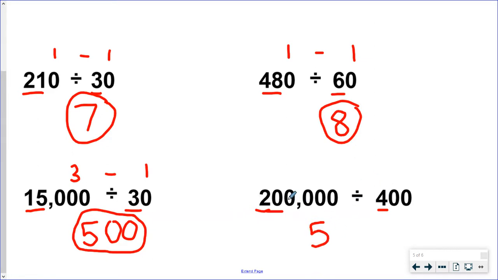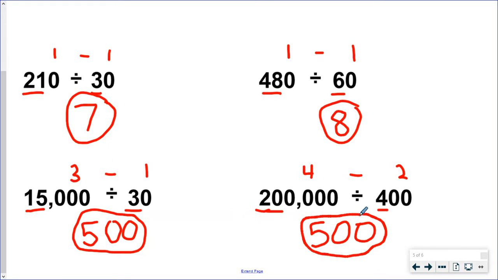All right, now go back and what zeros did I ignore? This side ignored 4 zeros. This side ignored 2 zeros. So if I subtract those two, 4 minus 2 is 2. That means I do need to put 2 zeros in my answer. So once again, my answer was 500, similar to the answer over here.